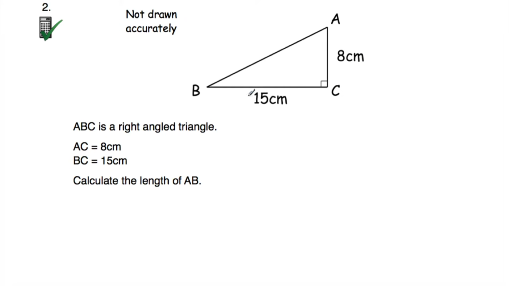That BC, the length of this side, is 15 centimeters. And we've been asked to work out the length of AB, so we want to find the length of this side. So let's label the sides of our triangle. So remember, Pythagoras' theorem is a squared plus b squared equals c squared.